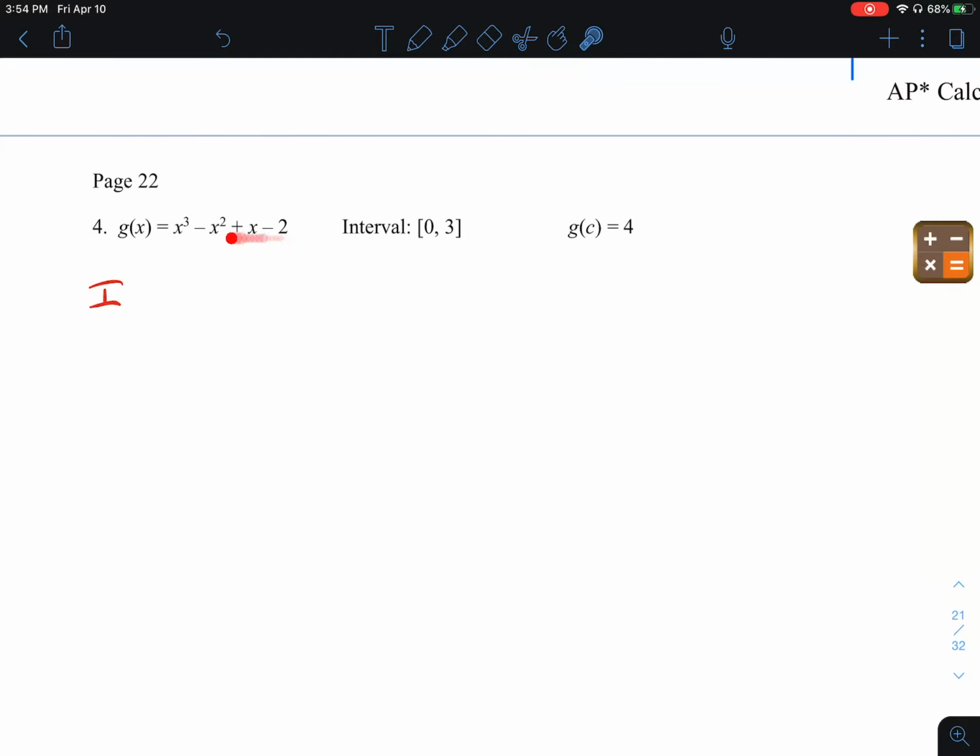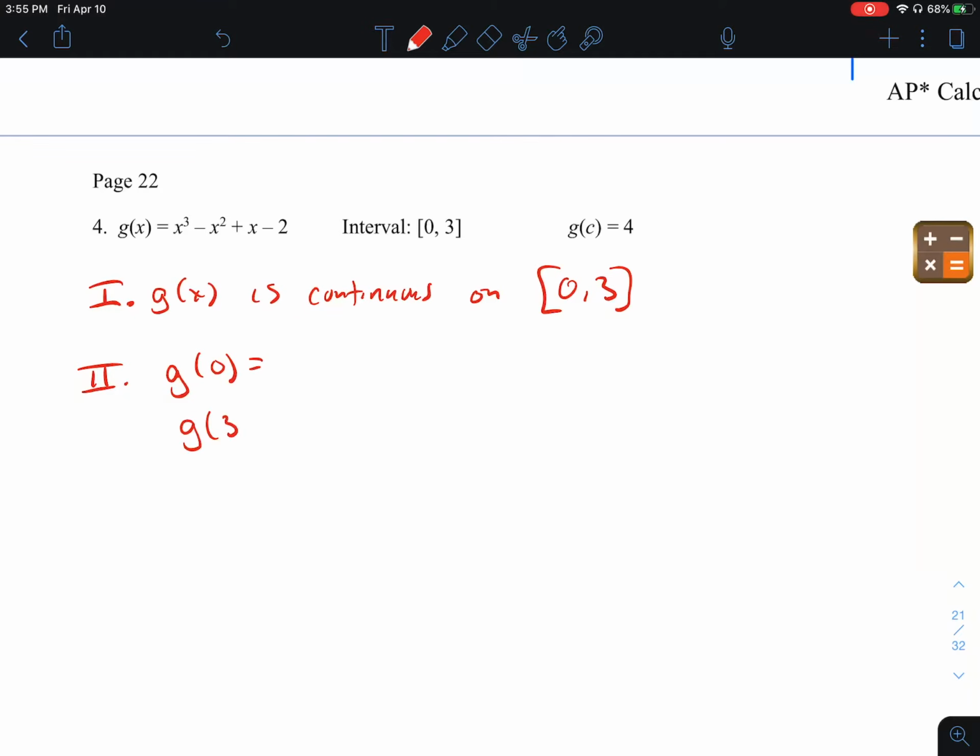1, is a cubic function continuous? It sure is. So we say g of x is continuous on the interval in question, which is 0 to 3 inclusive. 2, well, what is g of 0? What is g of 3? And are those y values one bigger and one less than 4?